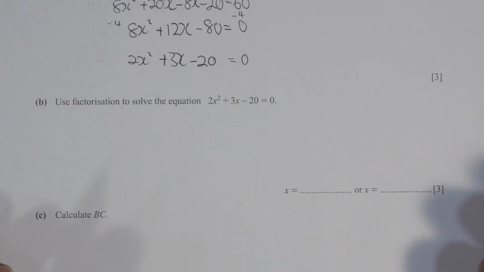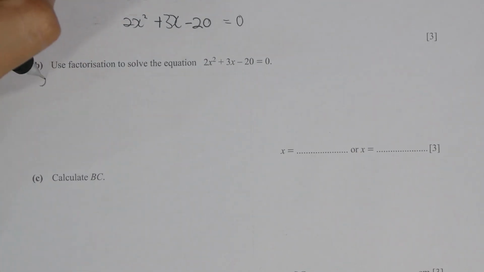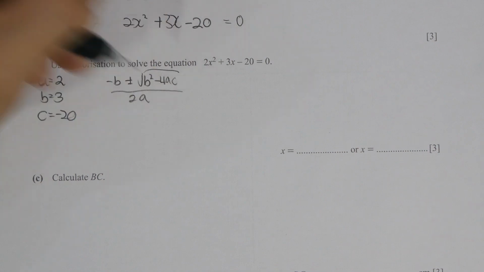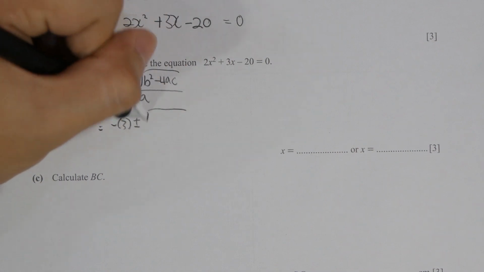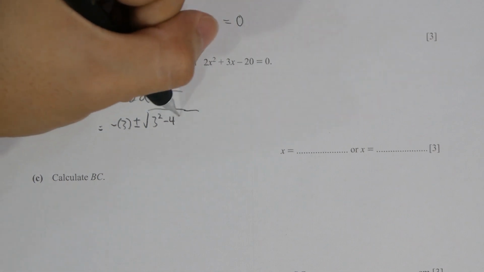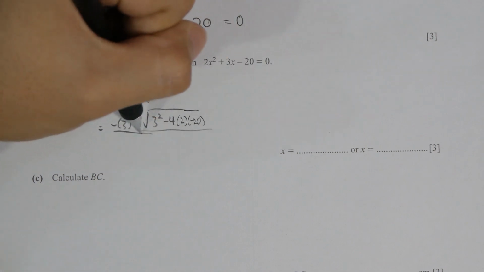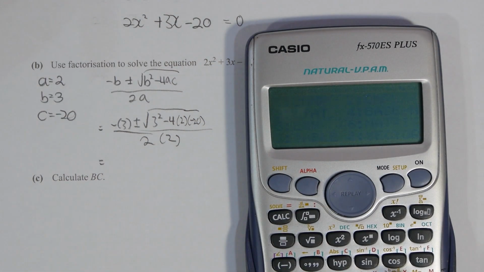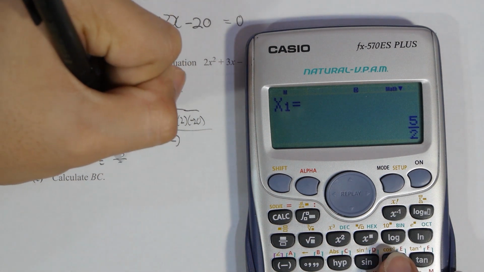And use the factorization to solve the following equation. So A is actually 2, B is actually 3, C is actually negative 20, and substitute all this information into our quadratic equation. So negative B plus minus square root B squared minus 4AC over 2A. The results will actually be 5/2 and negative 4.